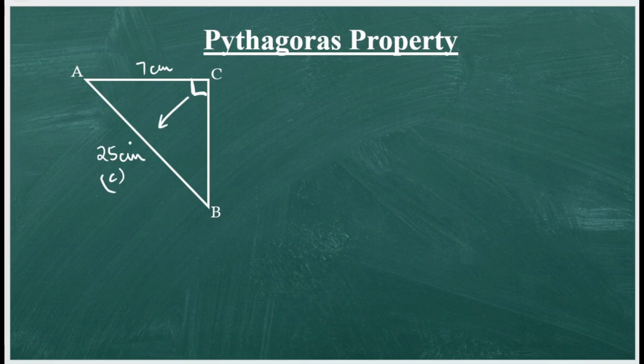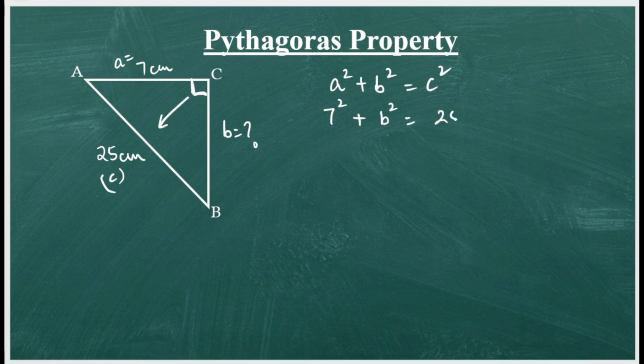So in this case, C is given to you, and you can say that this is A and B is missing. Now, Pythagoras property says that a square plus b square is always equal to c square. So, a square is 7 square, b square is missing, and c square is 25 square. 7 square is 49 plus b square equals 625.